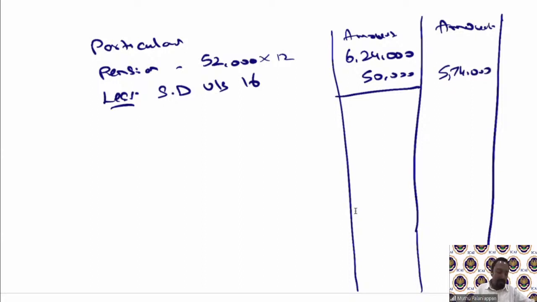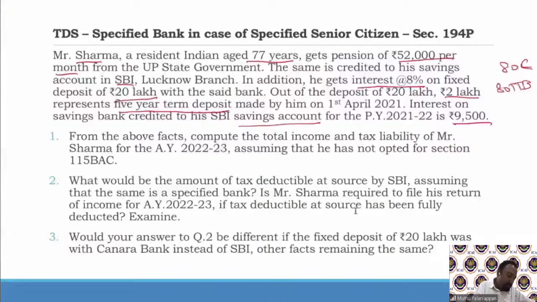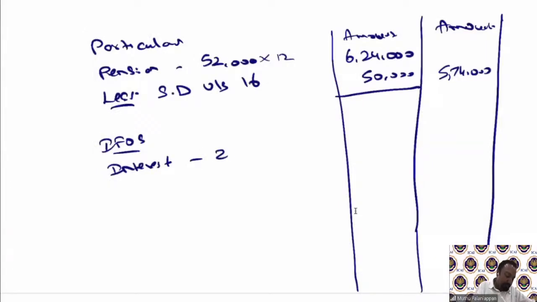Then what you have? You have interest income. Income from other sources. Interest from what? The 20 lakhs deposit, right? So you have a deposit of 20 lakhs at 8%. So 20 lakhs into 8%. That is how much? 1,60,000.